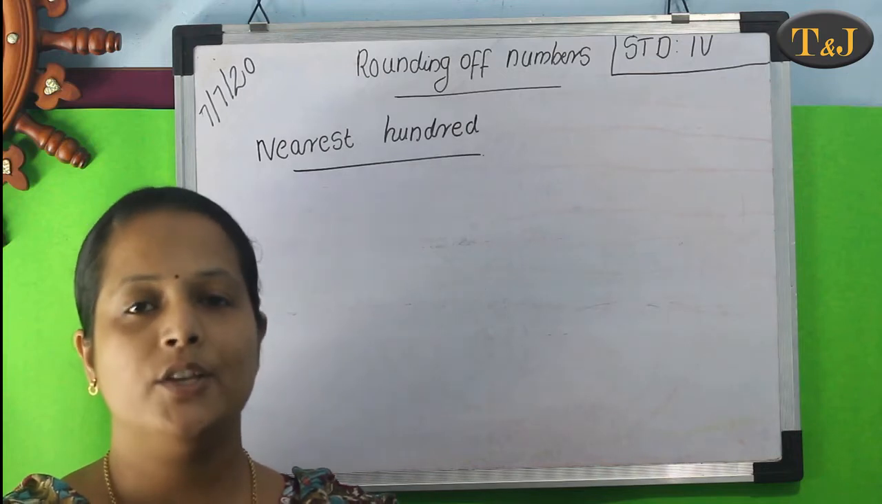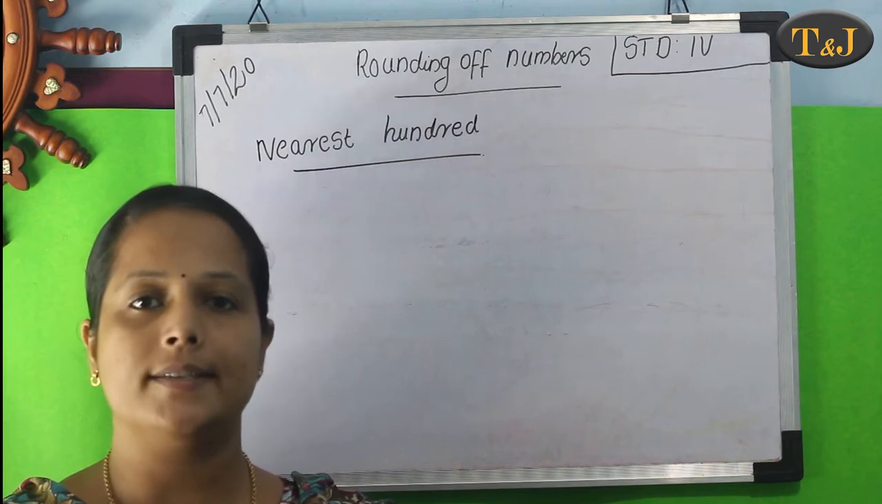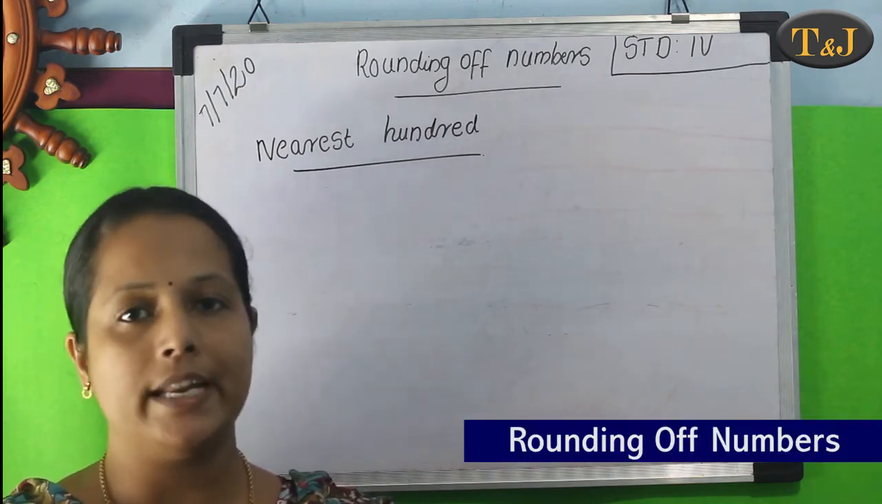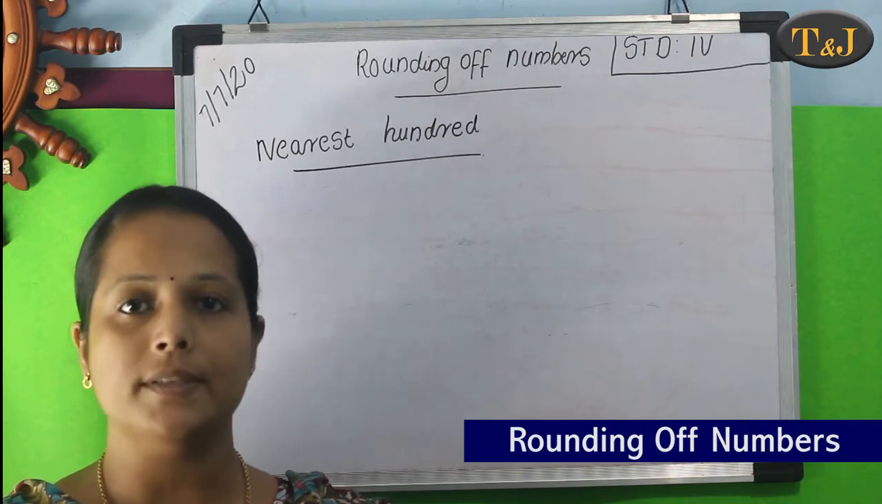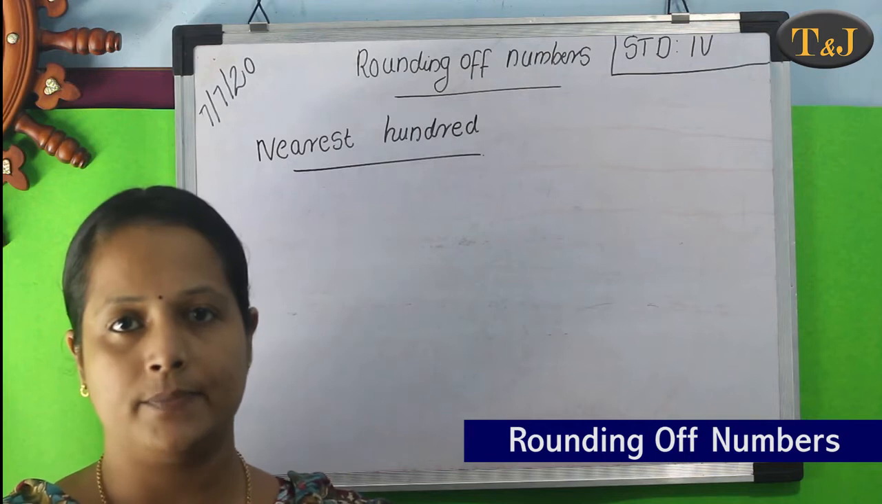Hi students, today we are going to learn about the topic rounding of numbers to the nearest 100 and nearest 1000. In previous classes, we already learned about rounding of numbers to the nearest 10. Just to revise how we can find the nearest tens.